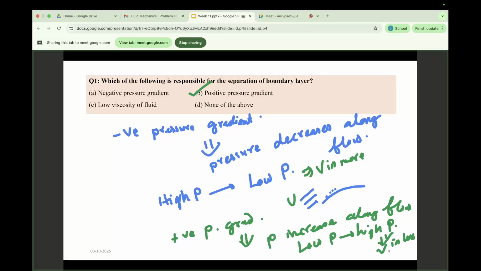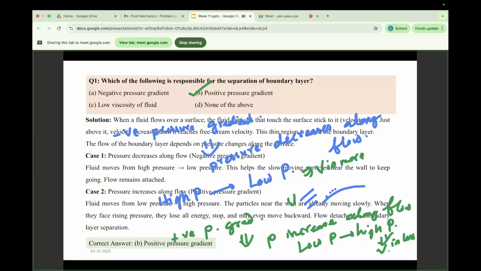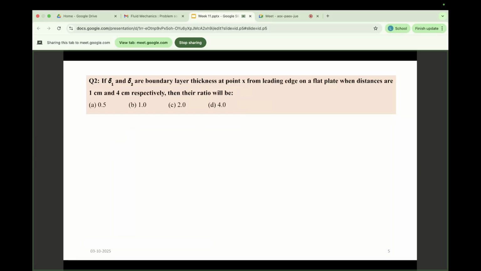And here is another important question. Whether low viscosity of the fluid can be the answer. Just remember one thing: viscosity determines the thickness of the boundary layer, but it doesn't cause the separation of the boundary layer. Viscosity is the factor that will determine whether the boundary layer will be more or less. So option B is the correct answer.